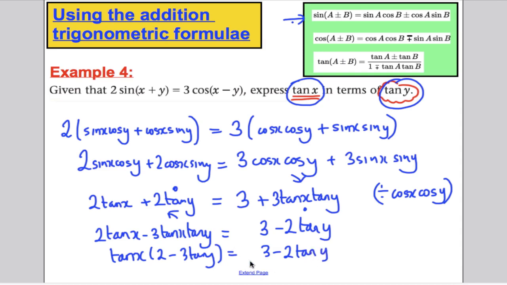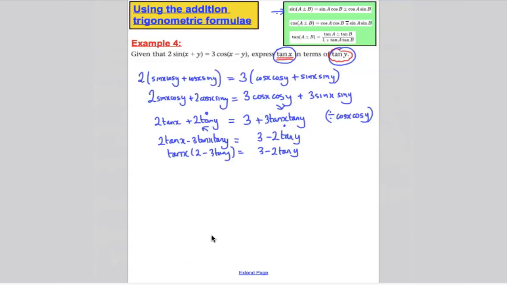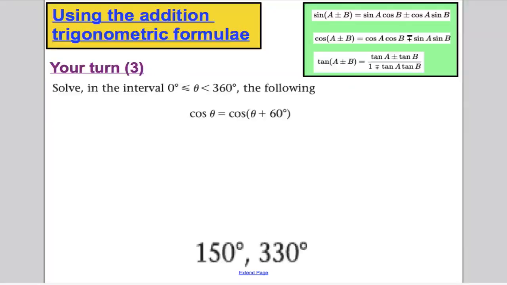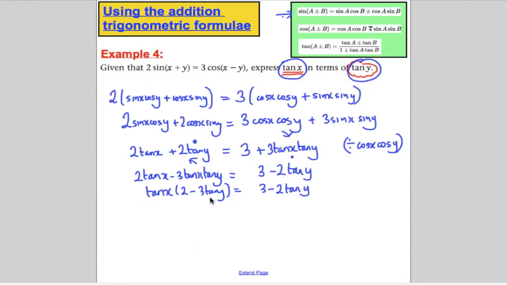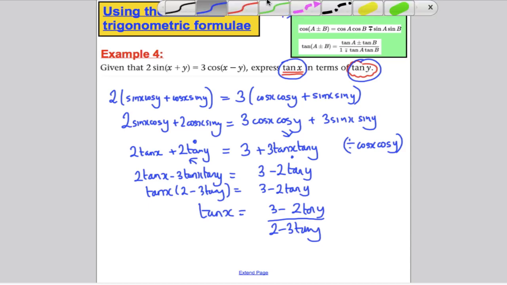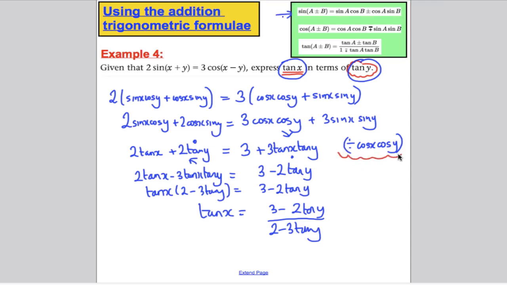And last stage, dividing both sides by 2 minus 3 tan y, I would have tan x is equal to 3 minus 2 tan y over 2 minus 3 tan y. And I'm done. Now that's quite tricky here, but this line is probably your hardest line to decide: to divide everything by cos x cos y. Okay, just to finish with, have a go at a similar one yourself. Here we go.